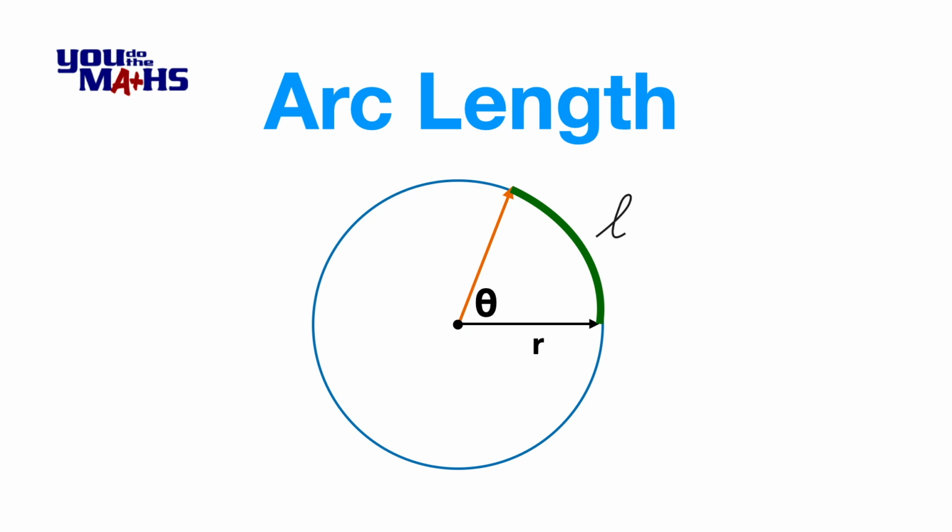In this video we'll have a look at how to determine the arc length on a circle. There are two examples that follow towards the end of the video, and both of them use angles given in radian measure. So how do we determine the arc length?